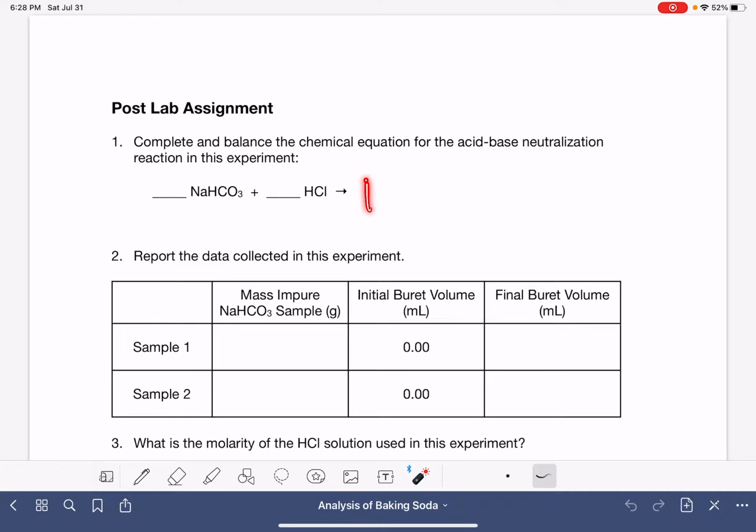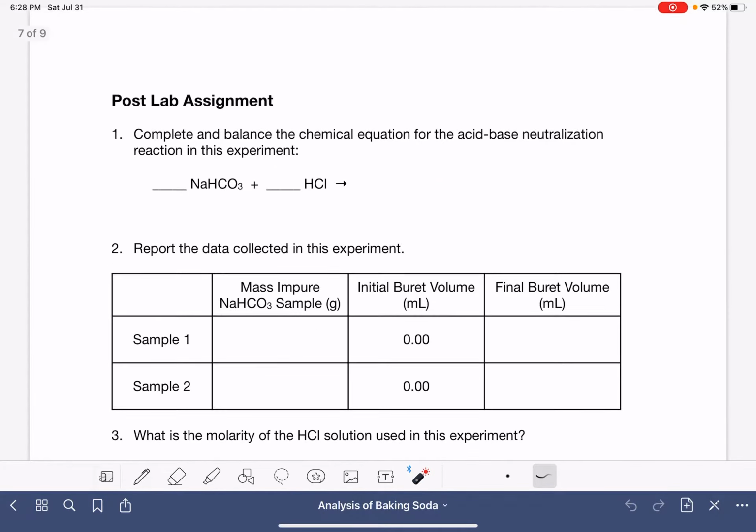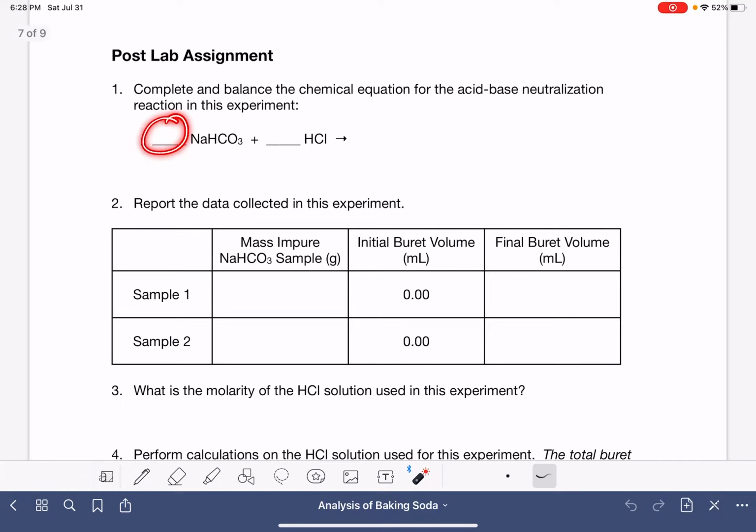There are actually two different ways that you could see this equation balanced. There's two different versions of the product of this reaction. Whichever one you choose, it's not going to have an effect on the rest of your post-lab assignment, so don't worry too much if you see two different options for what you would write over here. Complete it and balance it. The most important part are the stoichiometric coefficients on the left-hand side.